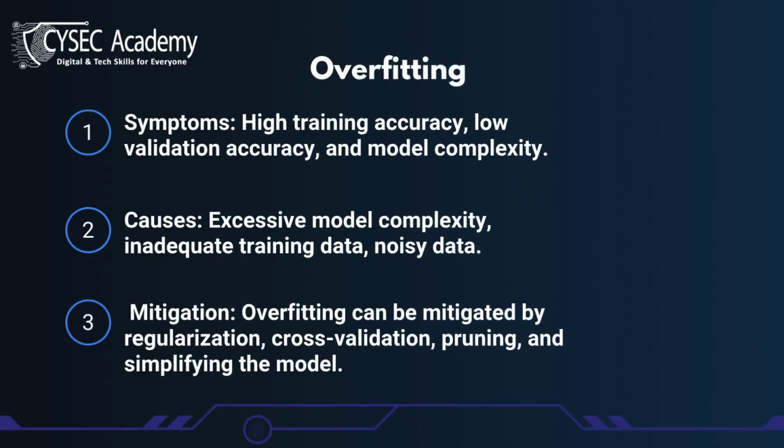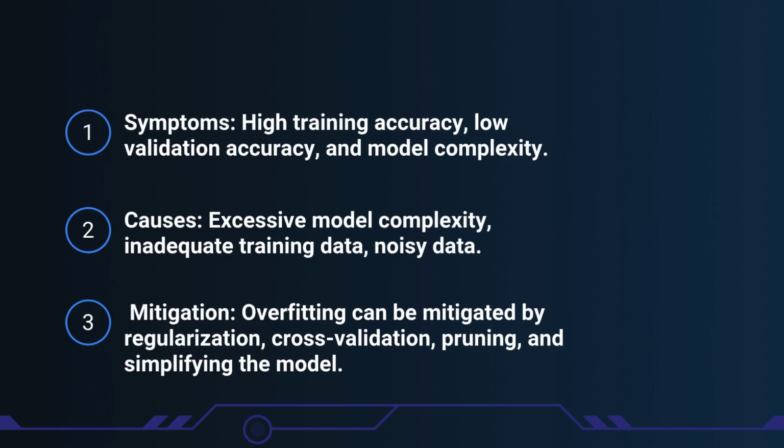1. Overfitting. Overfitting happens when a model learns noise from training data, leading to poor performance on new data. Key characteristics include: 1. Symptoms. High training accuracy, low validation accuracy, and model complexity. 2. Causes. Excessive model complexity, inadequate training data, noisy data. 3. Mitigation. Overfitting can be mitigated by regularization, cross-validation, pruning, and simplifying the model.